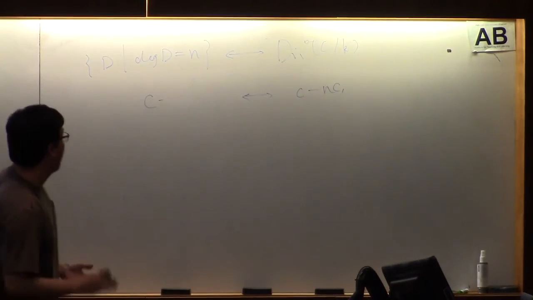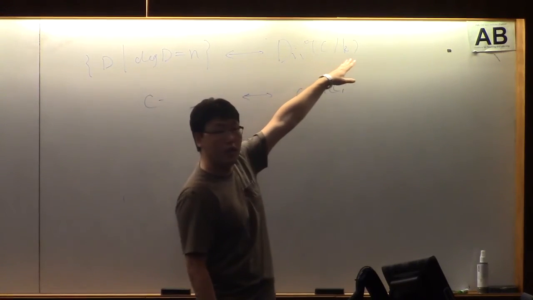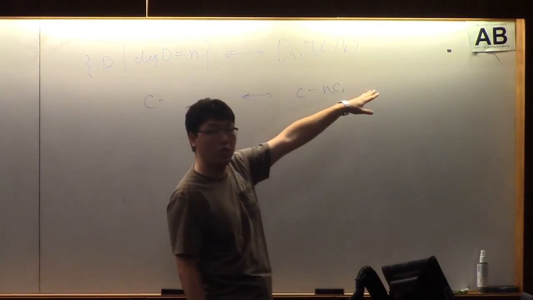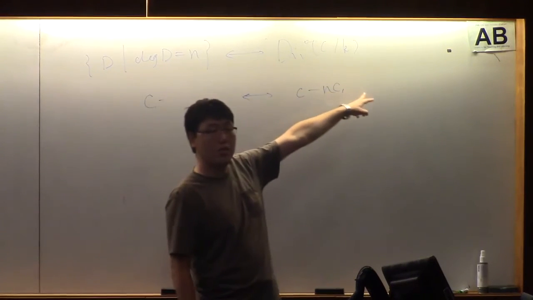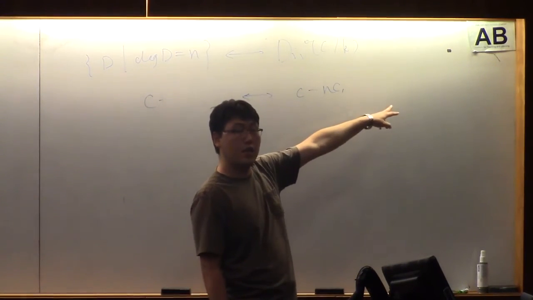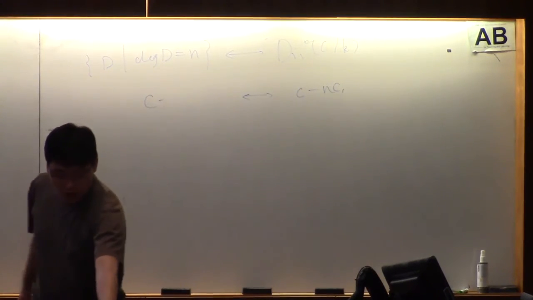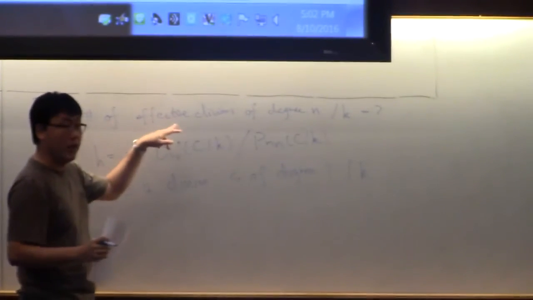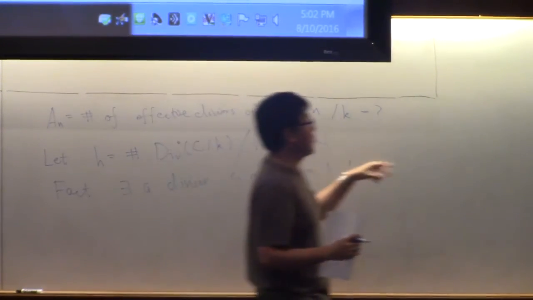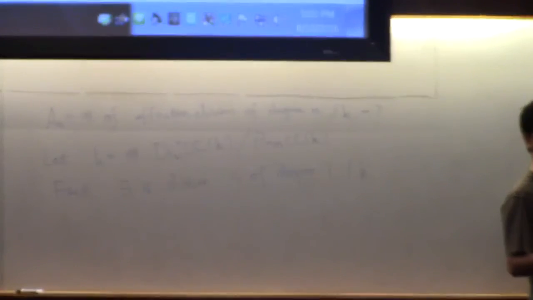We have a bijection between the set of divisors of degree n and the set of divisors of degree 0. Because if you start from a divisor of degree n, you minus n times C1, you get another divisor, and its degree is 0. So in this way, you get a bijection between these two sets. And what we want to calculate here is the number of effective divisors of degree n. So in other words, we want to compute how many effective divisors are on the left-hand side.